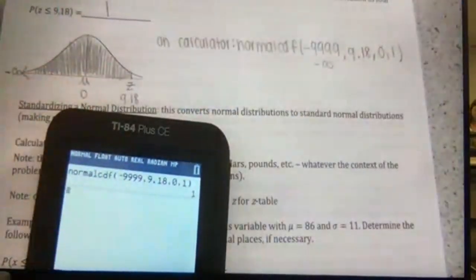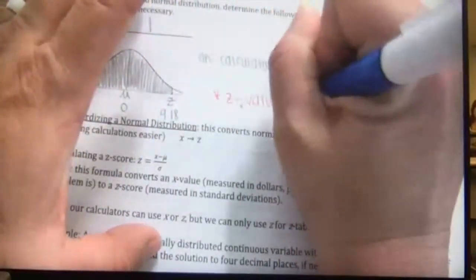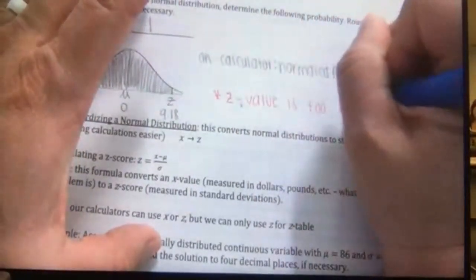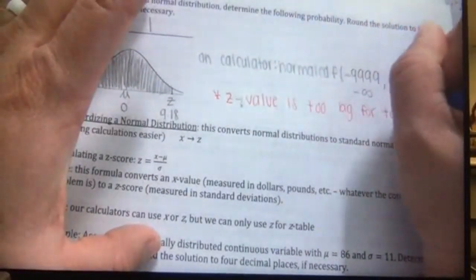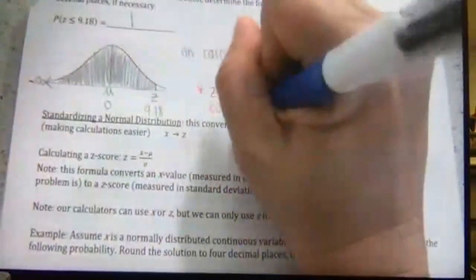Pressing enter, boom, our area is 1, which makes sense because it's most of our graph. So if it's most of our graph, we know all of our graph is 1. So whenever we round it, that's why we get to 1. One more time, I'm going to put on here, our Z value is too big for the table. Our table only goes up to 3.49. So you're going to use your calculator.